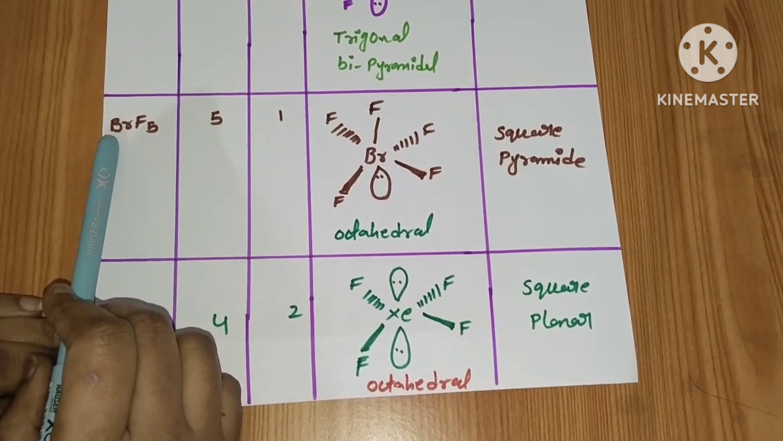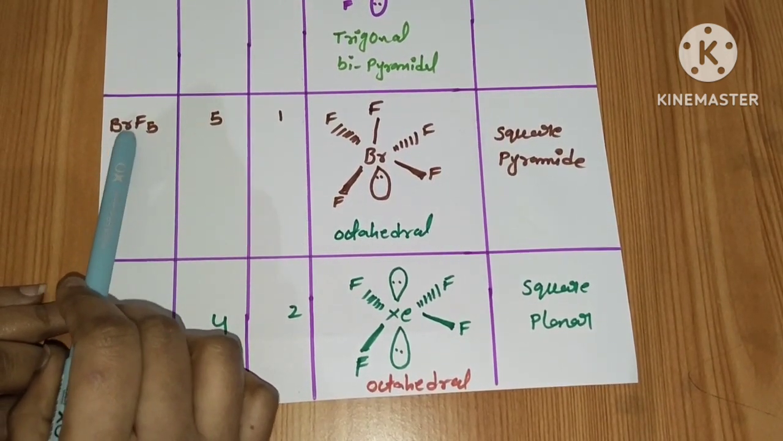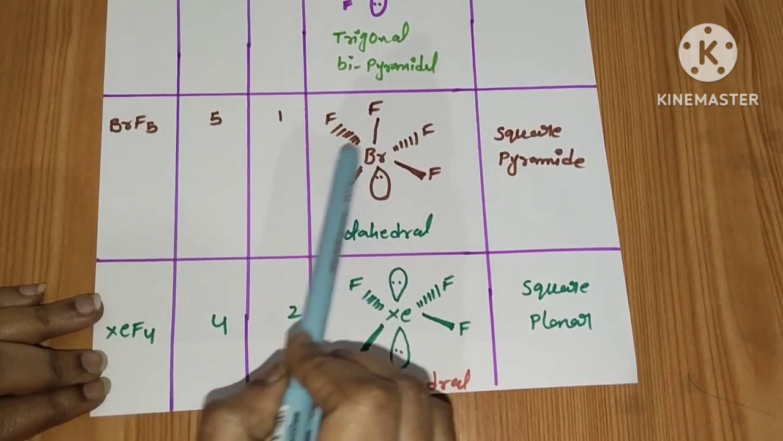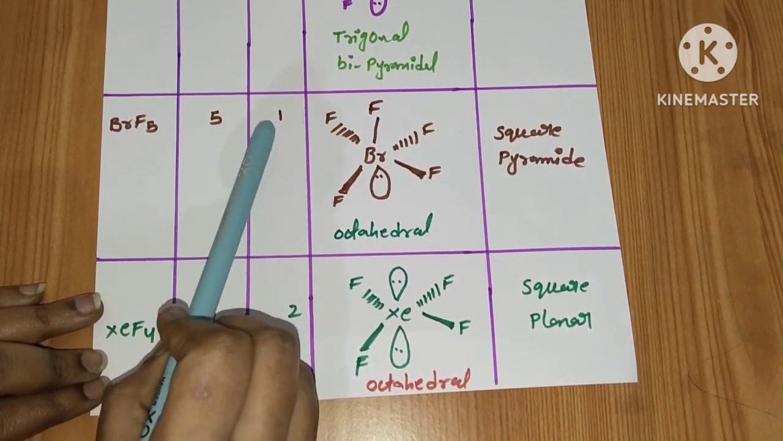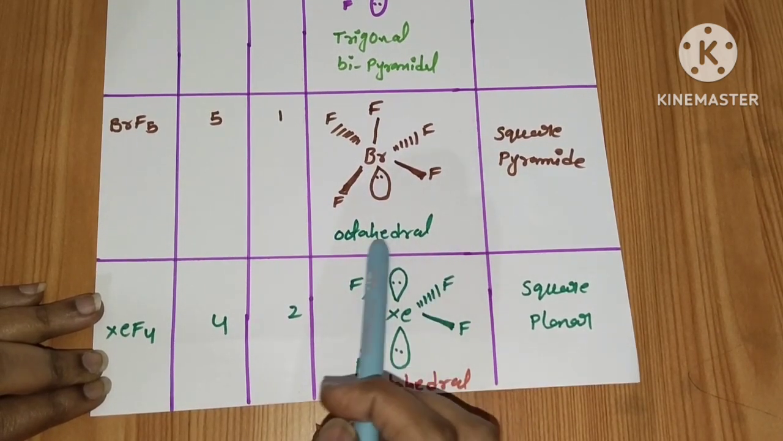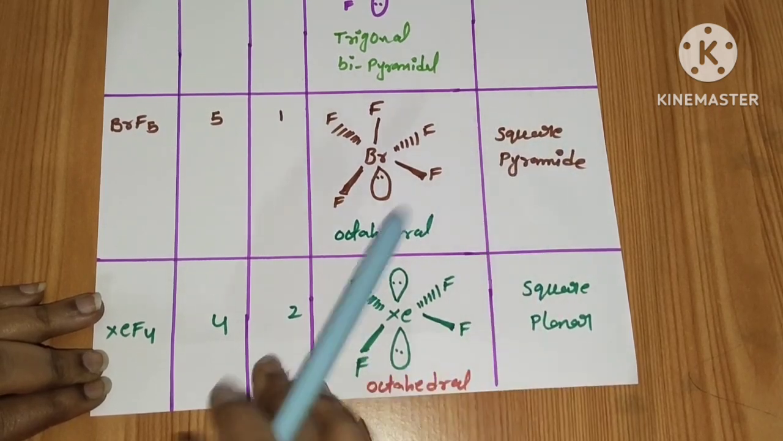Next example, BrF5. Here the central atom is bromine. Bromine is attached to 5 fluorine atoms. So bonding pairs 5 and lone pair 1. The geometry of the molecule is octahedral and the shape of the molecule is square pyramidal.